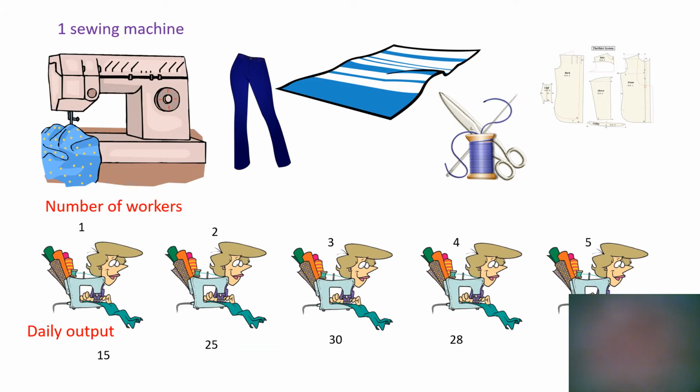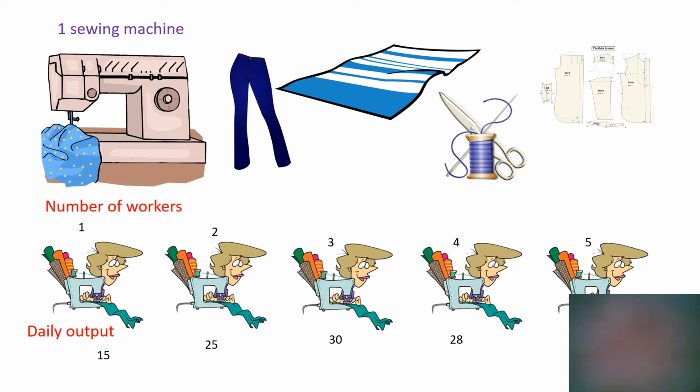I like to use the example of a small business that is in the jeans making business. They have their fabric, they have their scissors and thread and their patterns, etc. And now they're going to start making jeans. They have one sewing machine to work with, and as we add the first worker, the daily output from that first worker is 15 jeans.